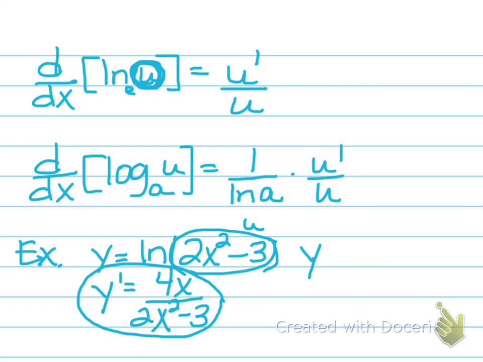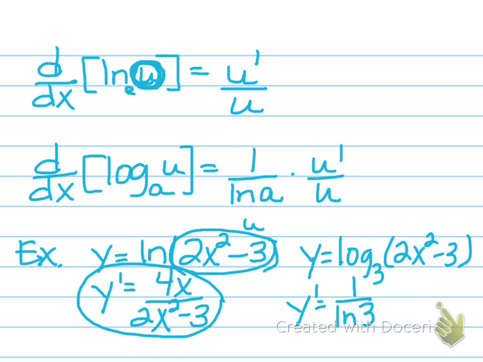Similarly, if it had said y equals log base 3 of 2x squared minus 3, the only real difference would have been that we would have had 1 over the natural log of 3, since our base here is 3, and then times u prime over u. So very similar. I imagine you really have problems with plugging into the formula for basic functions like this. What your problem probably is, is when the functions get a little bit more complicated.